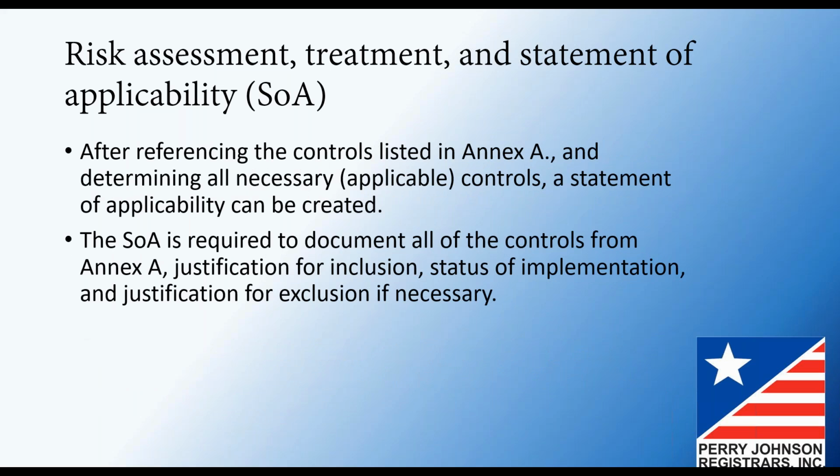After you go through that process, you're going to need to create a statement of applicability. Now, this is another required document, and basically it needs to include all the controls for Annex A, justification on whether the control has been included or excluded, the current status of the implementation, and while it's not required, it's oftentimes nice to have a reference to some type of artifact or policy or procedure that directs how that particular control is being implemented.